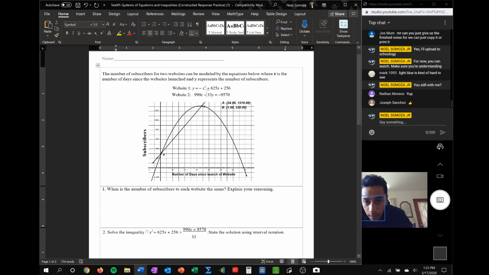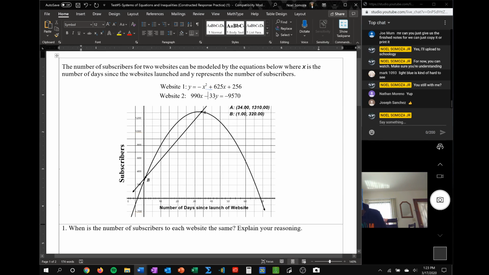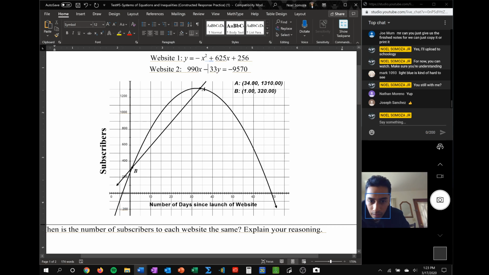All right. Take a look. The number of subscribers for 2 websites can be modeled by the equations below, where x is the number of days since the website launched. If you look down here at the axes, what it represents is the number of days since the website was launched. So think of this as day 0, the first moment that it launches. And then it goes in terms of 1 day at a time.